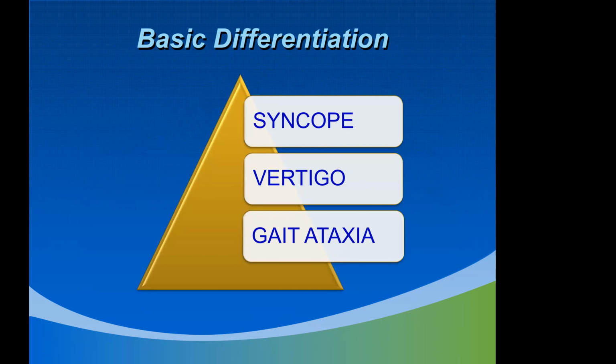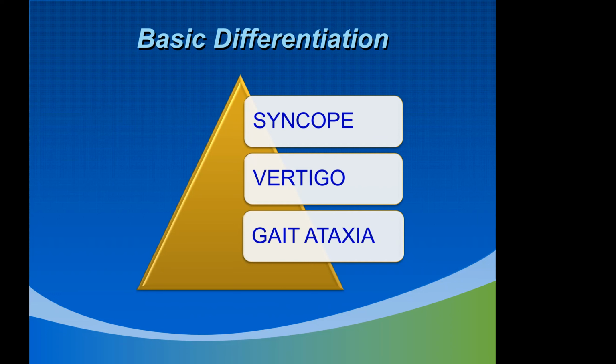Okay. There are three things that normally you see in clinical practice. One is called syncope, the other is called vertigo, the other is called gait ataxia. These are three entirely different things due to different mechanisms. That syncope we already covered. I think we have completed syncope, and now we are doing vertigo.